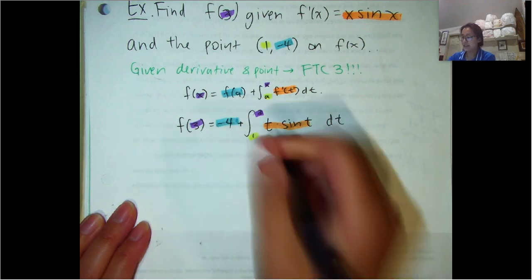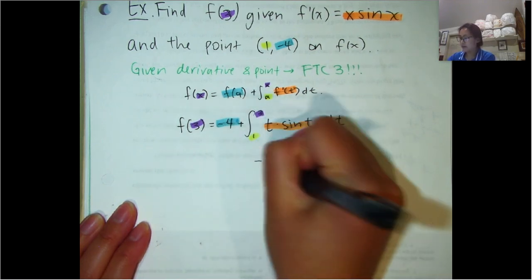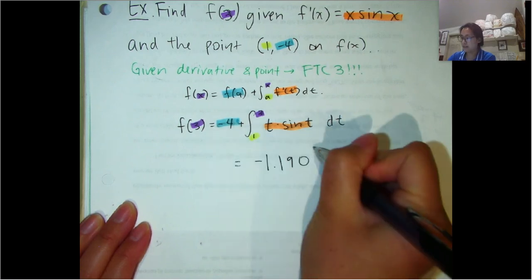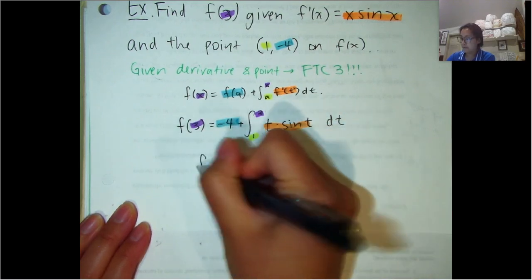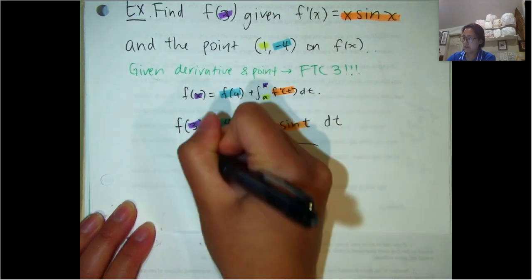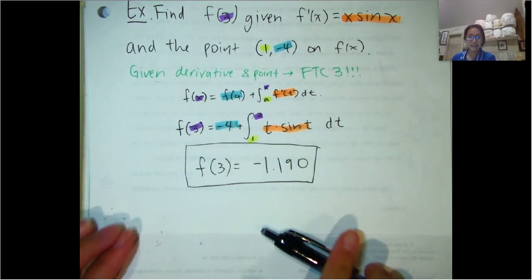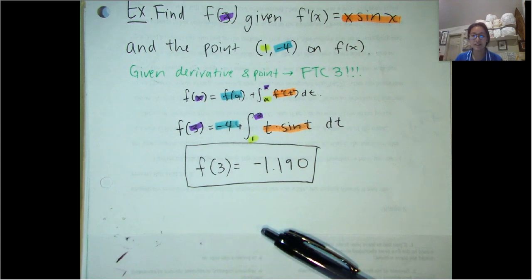-1.190. Okay, so in this class, you always round to the third decimal place, so -1.190. So f of 3 equals -1.190. Okay, there you have it. That's an example of how to use Fundamental Theorem of Calculus 3 and using your calculator.